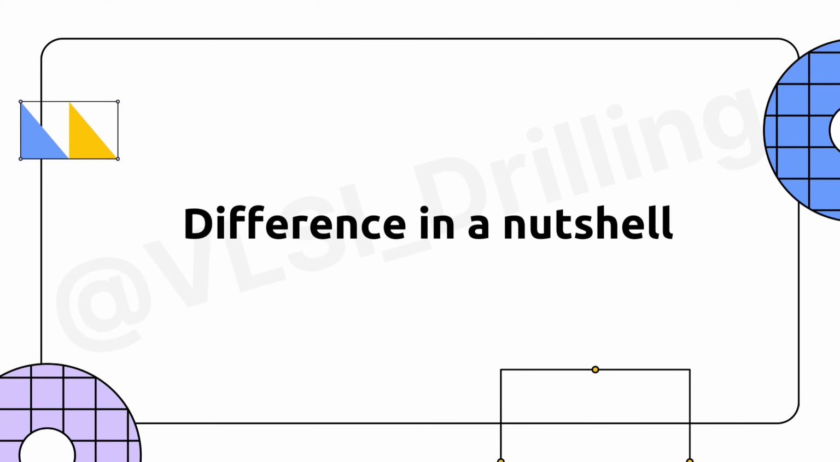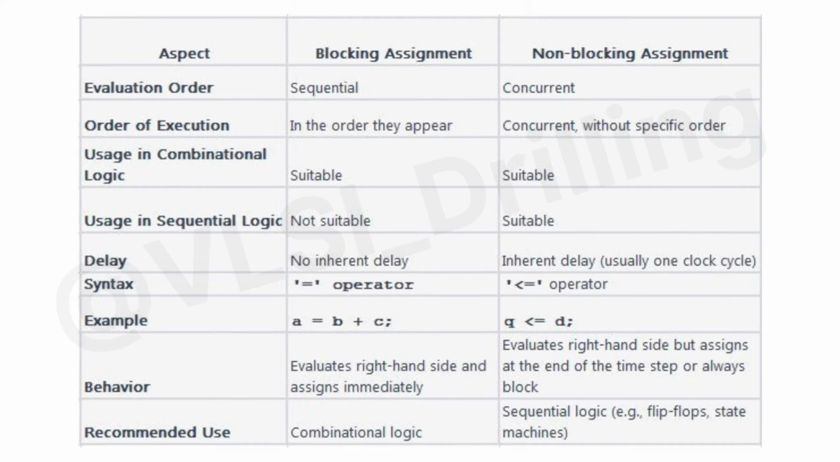Let us see difference in a nutshell. When we see the evaluation order for blocking assignment, it is sequential, while for non-blocking assignment, it is concurrent. When we see the order of execution for blocking assignment, it is in the order they appear one by one, while for the non-blocking assignment, it remains concurrent without specific order because all the assignments take place at the end of the procedural block concurrently.